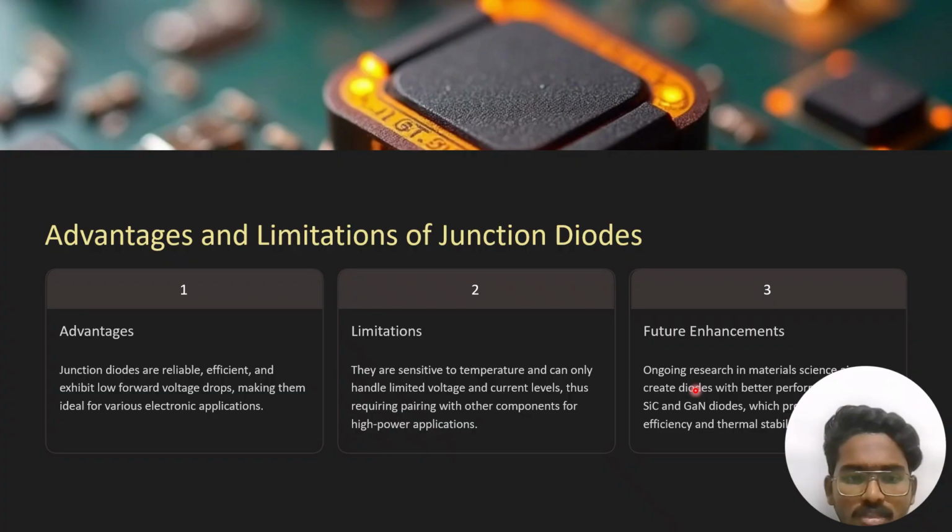And future enhancement means knowing about how these materials are used in future. Ongoing research in materials science aims to create diodes with better performance, such as silicon carbide and gallium nitride diodes, which offer higher efficiency and thermal stability.